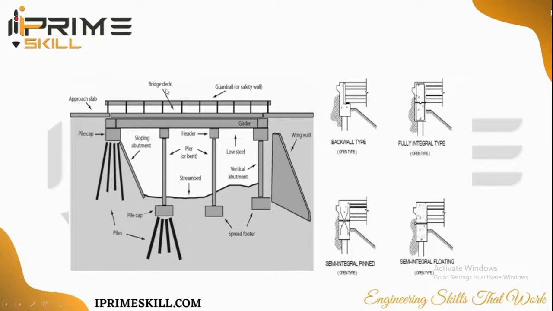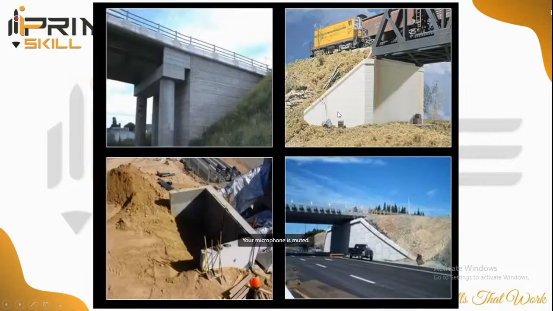The components we saw of the bridge were the bridge deck. This is the guardrail and this is the approach slab. There is a wing wall. So we'll see some of that in this picture. This is the wing wall. You can see here is the wing wall, and this is a steel truss bridge. This is again an abutment. This is a wing wall of it.